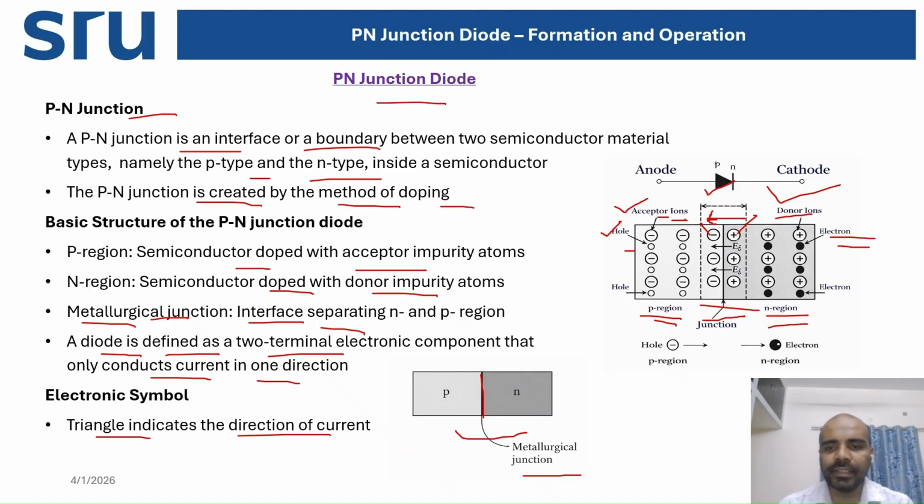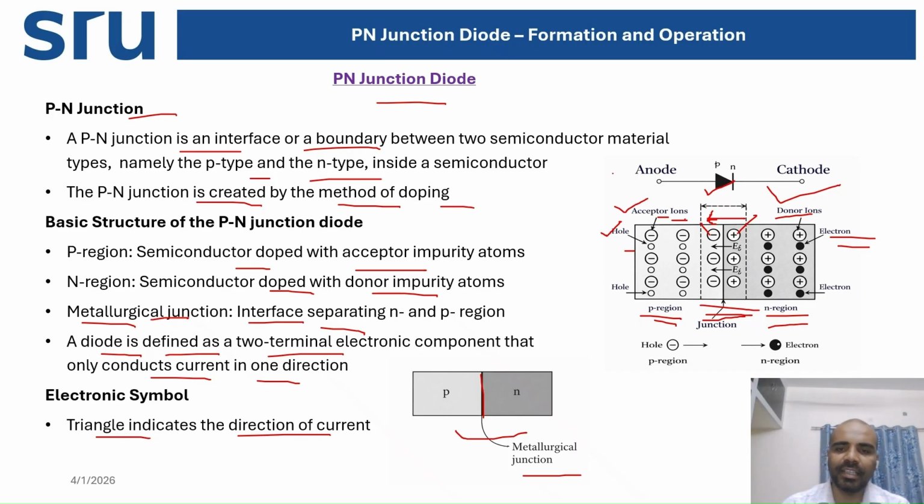As long as more electrons and holes are recombined, the number of immobile donor ions and acceptor ions will increase and the strength of this electric field at the metallurgical junction also increases, right? So when this electric field is powerful enough to prevent the further movement of electrons and holes, then a region is formed which is known as a depletion region, right?